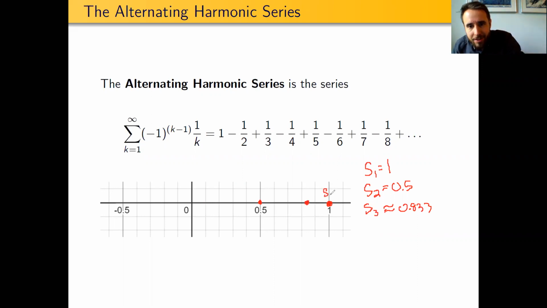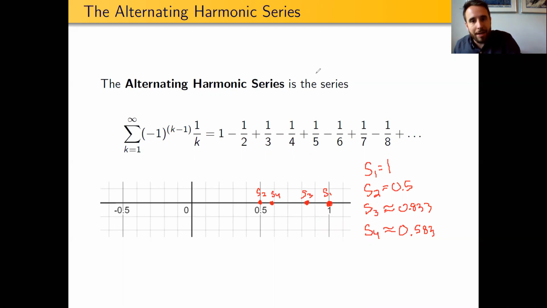Let me go ahead and label these. So this is S1, and we bounce down here to S2. Now this one here is S3. If we go one more, S sub 4, well, S sub 4 is going to be 1 minus a half plus a third, and then minus a fourth. So we'll subtract a fourth, and we'll get somewhere down around here. In fact, S sub 4 is approximately 0.5833. And so that will be right around here. It's S sub 4.